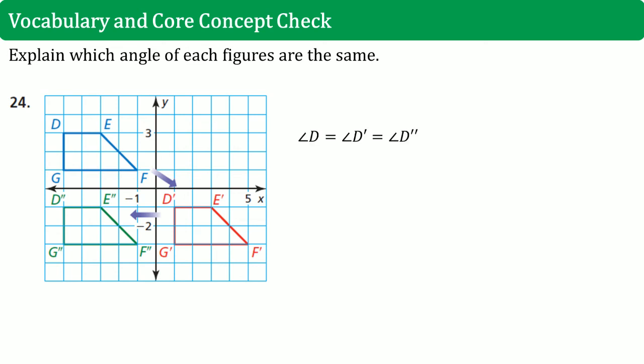I would say that the angle of D is congruent to the angle measurement of D prime, which is also congruent to the angle measurement of D double prime. That means this angle right here is congruent to this angle here, which is also congruent to this angle here. These are the three angles. Likewise, angle E is congruent to E prime and E double prime. F, 1, 2, 3, is congruent to F prime and F double prime. Likewise, same thing with G.